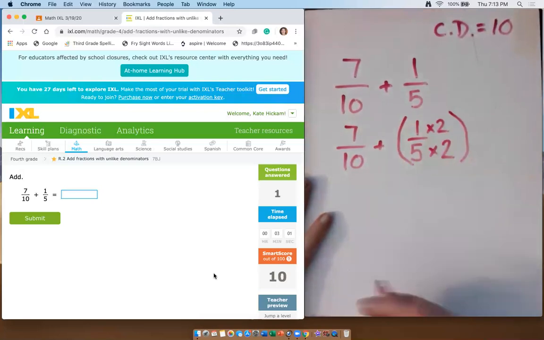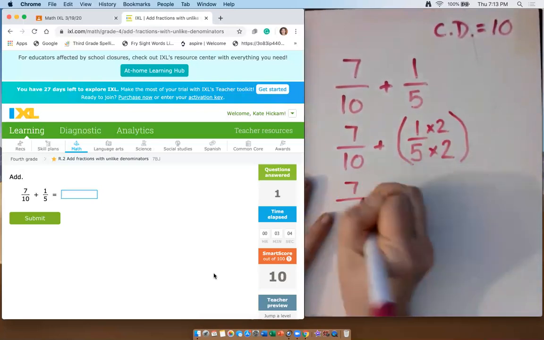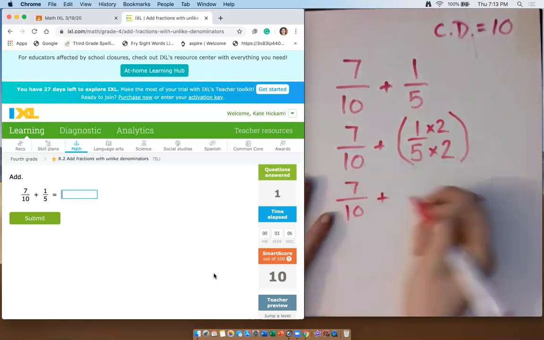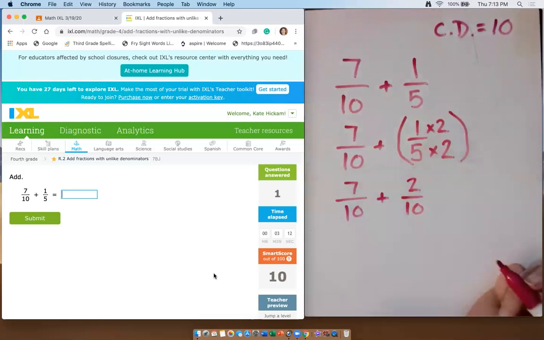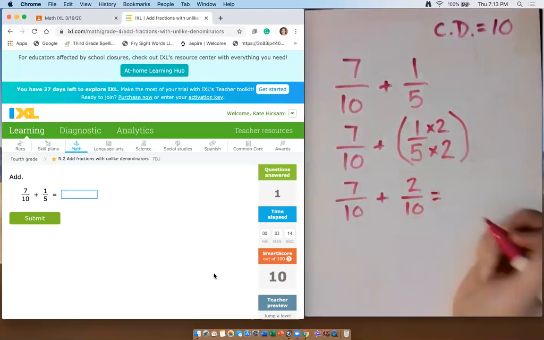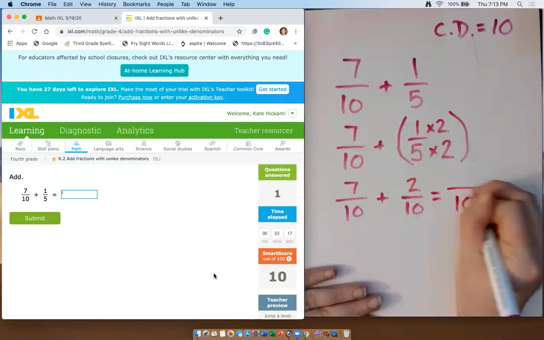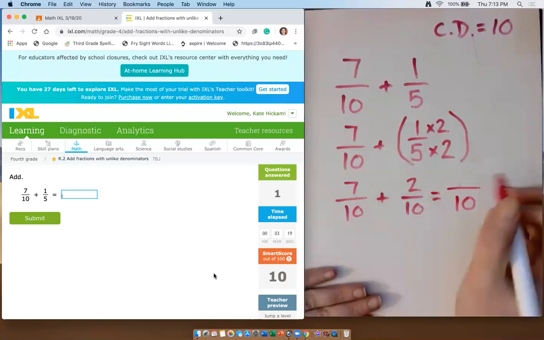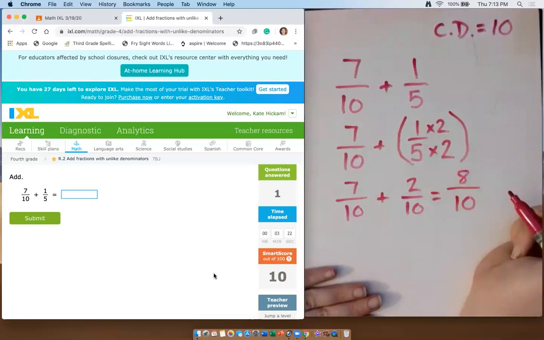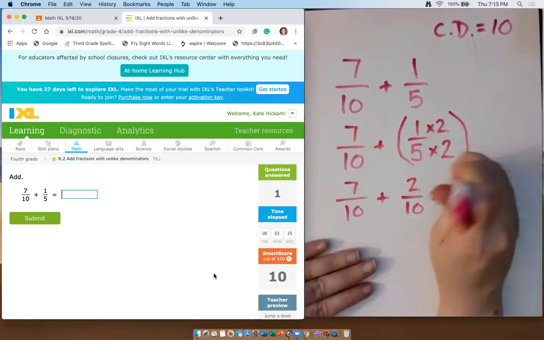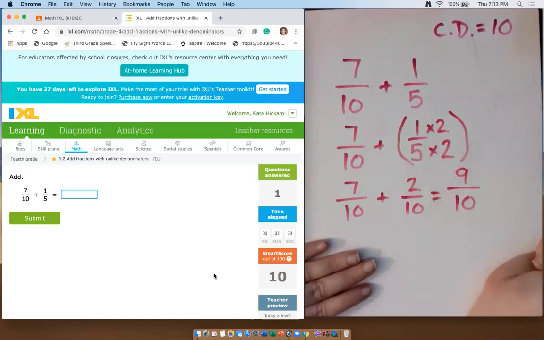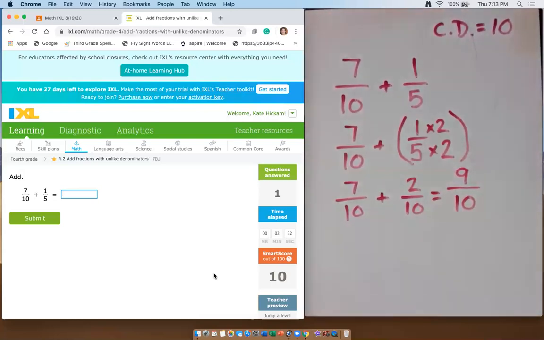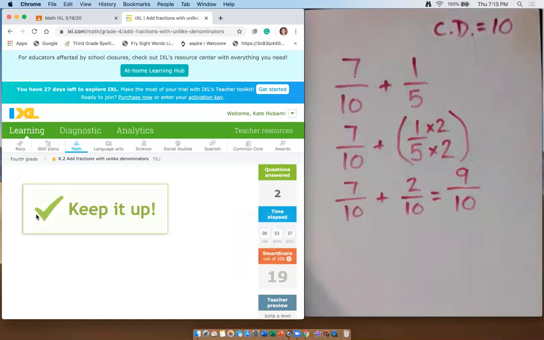And since that's in parentheses, I have to handle that before I can do anything else with my problem. So I have 7/10 plus my denominator of 10, and then 1 times 2, which equals 2. Whenever I add fractions, my denominator doesn't change, so my denominator is still 10. 7 plus 2 does not equal 8, it equals 9. So my answer is going to be 9/10. So I put 9/10, and I hit submit.